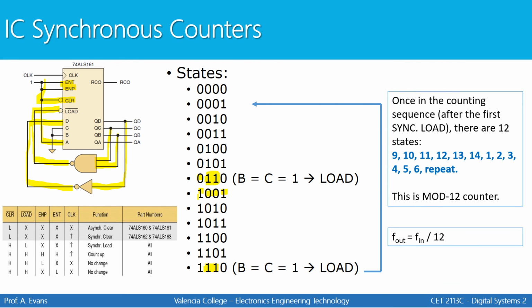The output frequency is related to the input frequency divided by the mod number. So if I know the input frequency for the clock signal, I can find the output frequency for the most significant bit by dividing it by 12.